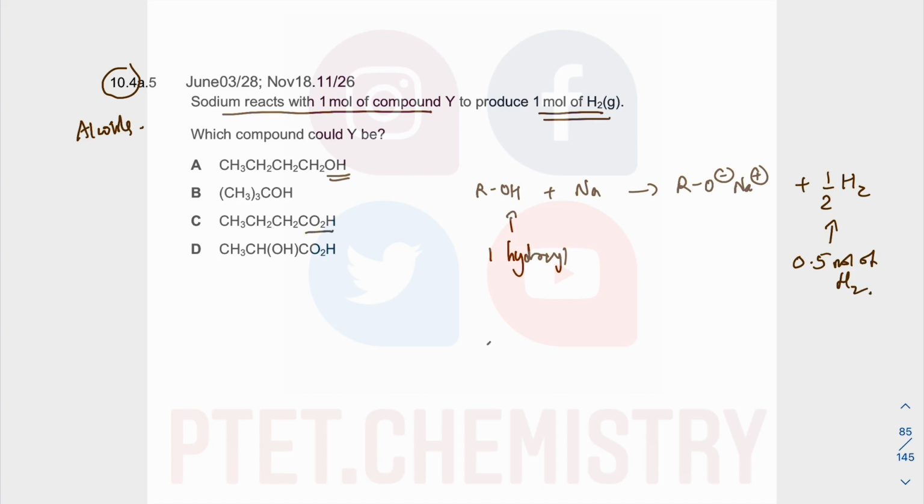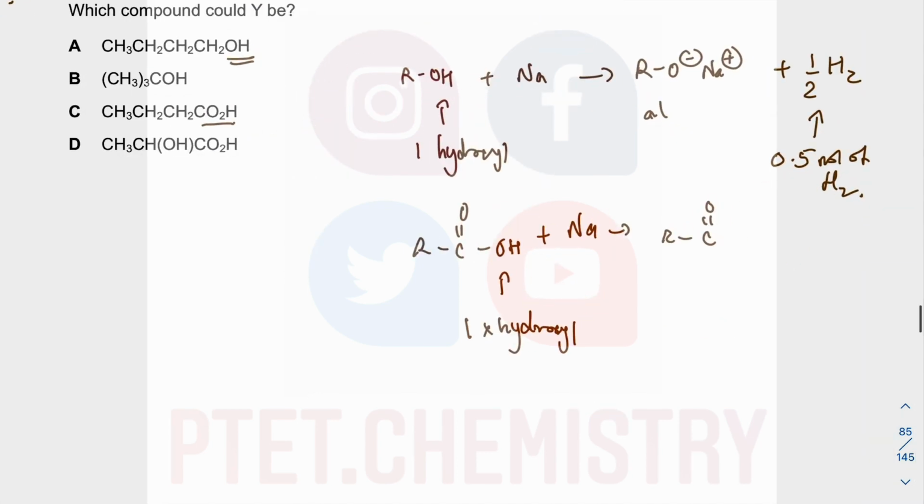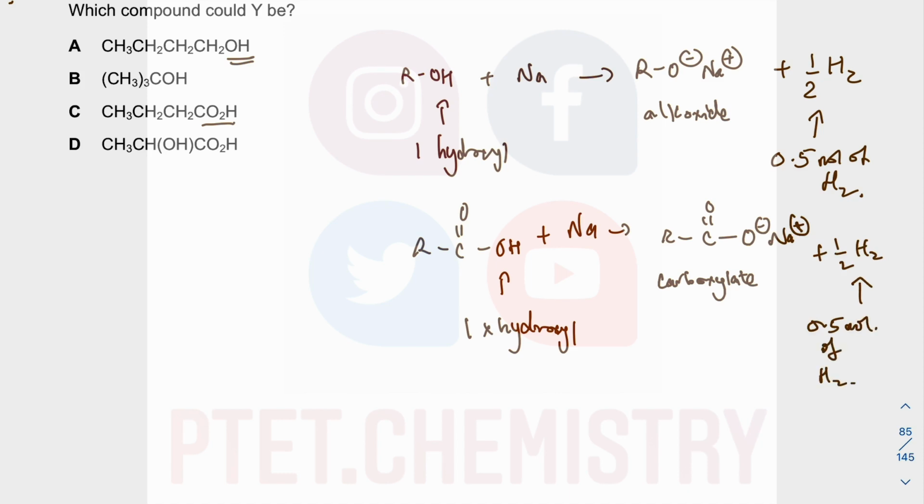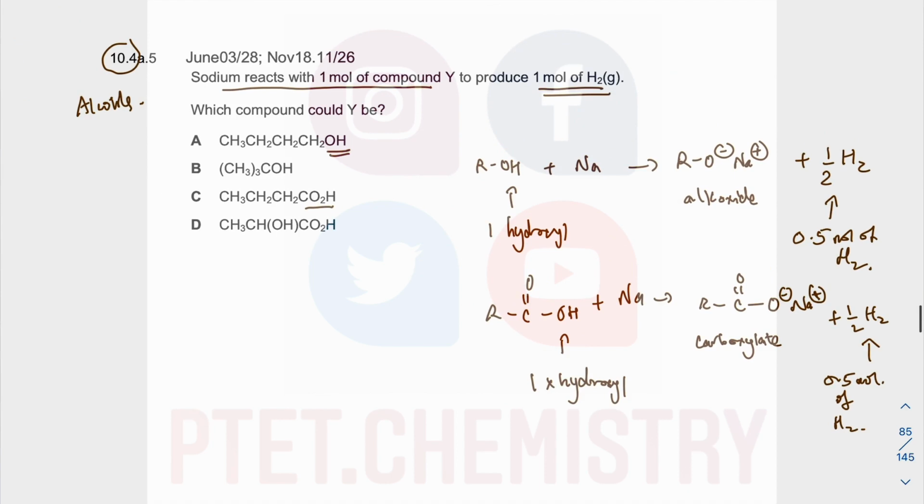But you also need to consider that carboxylic acid also has that thing called hydroxyl. So hydroxyl is the OH group. We are not talking about functional group here. Instead of alkoxide, here you can get something called carboxylate. Okay, so it will be O minus Na plus. This will become very important once you go to the carboxylic acid topic. Again, one of the OH will give you 0.5 mole of H2. So 1 hydroxyl gives you 0.5 mole of H2.